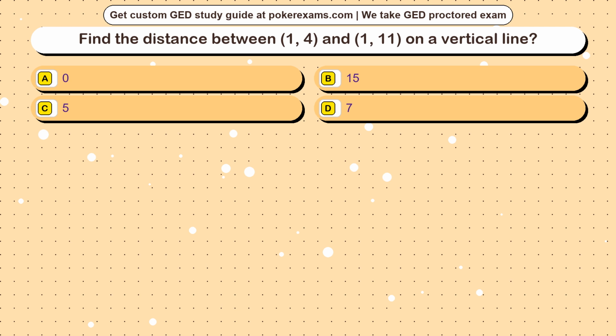Question 11. Find the distance between (1, 4) and (1, 11) on a vertical line. Option A is 0. Option B, 15. Option C, 5. Option D is 7.